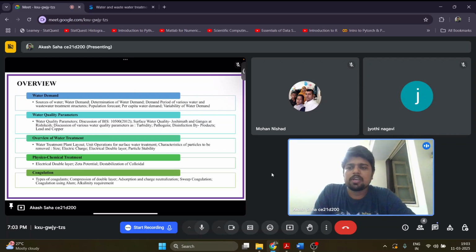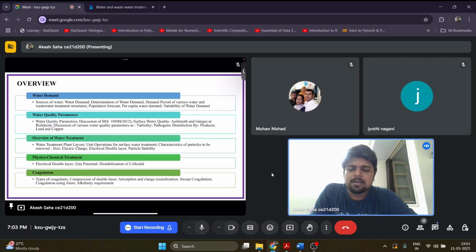Then we also discussed the different water quality parameters. We have seen some case studies about the surface water quality at Ganga river, at Rishikesh, and discussed various parameters like turbidity, pathogens, DBPs, and some heavy metals. Then we switched to the water treatment aspect: the basic layout, the different unit operations for surface water treatment, the characteristics of the particles to be removed, the electric charge, the size, the EDL, that is the electrical double layer, and then particle stability.